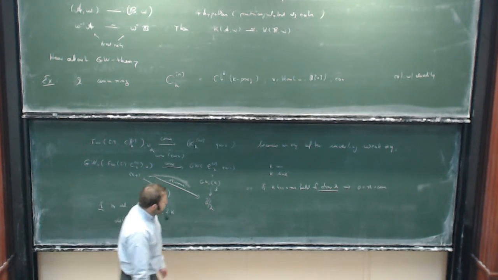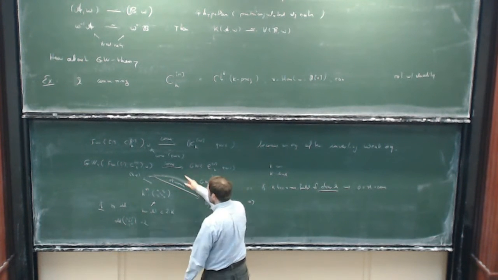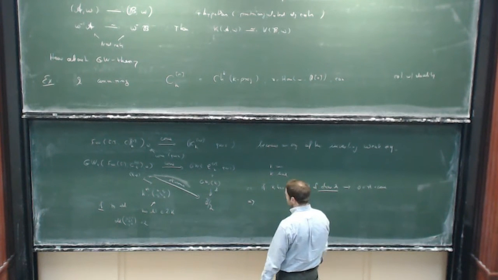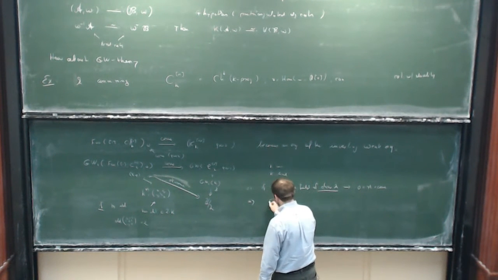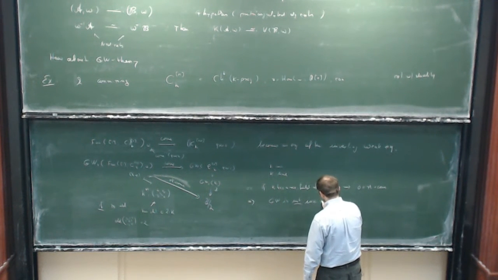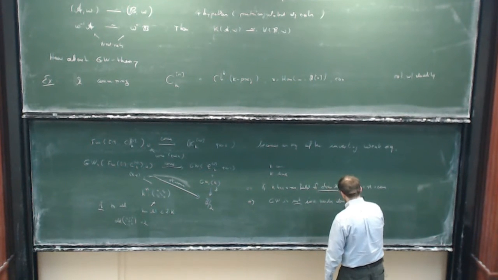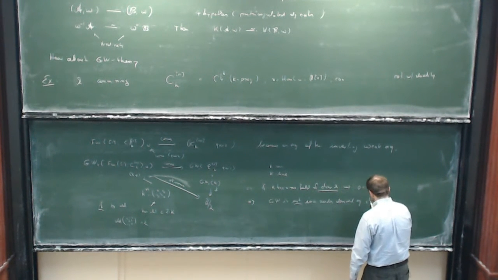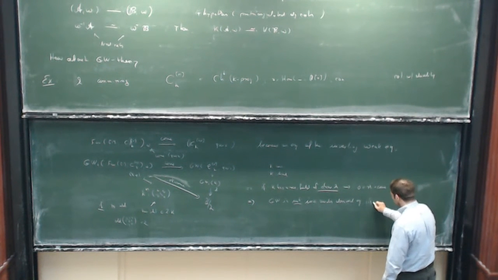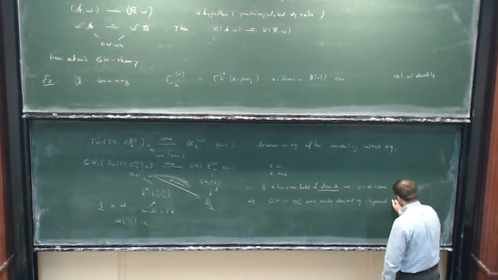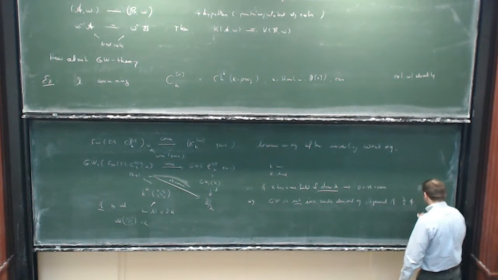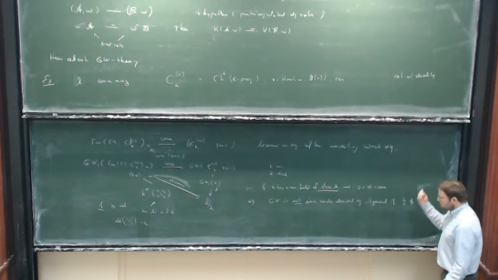So the upshot is that GW is not invariant under derived equivalences, in general, if it's not in whatever category you're looking at.